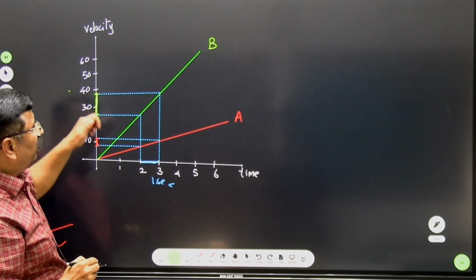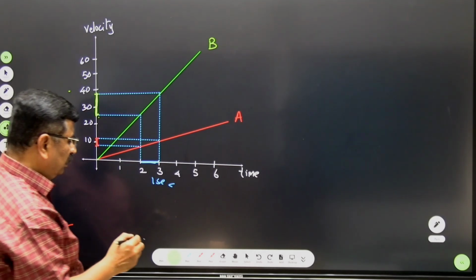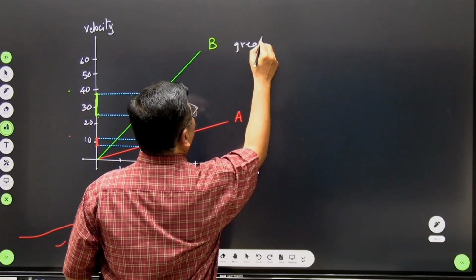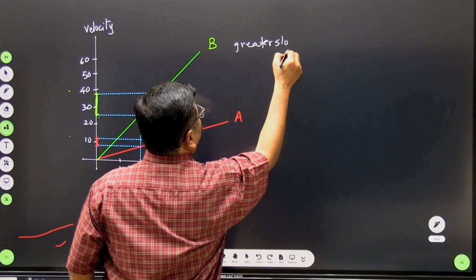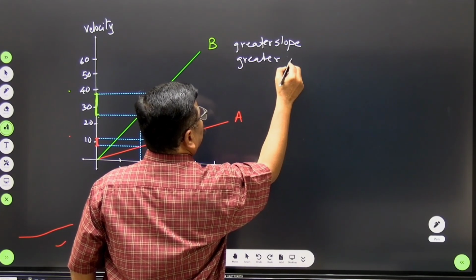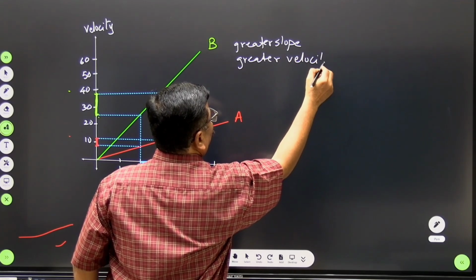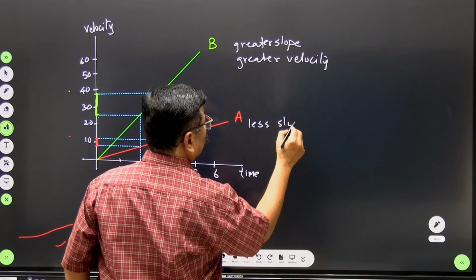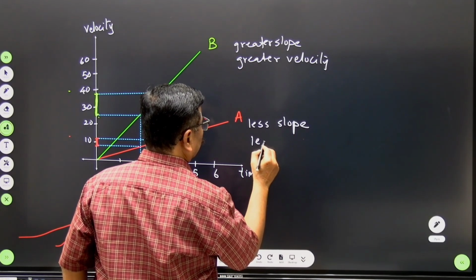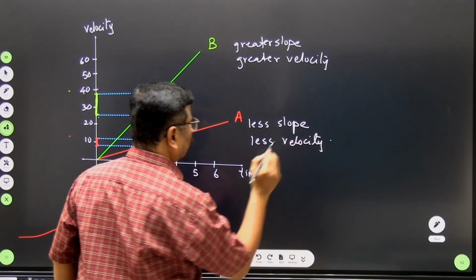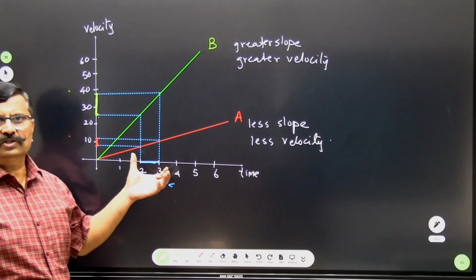Body B has more velocity than body A, meaning B has greater slope, hence greater velocity, while A has less slope and therefore less velocity. I hope all of you understood this.